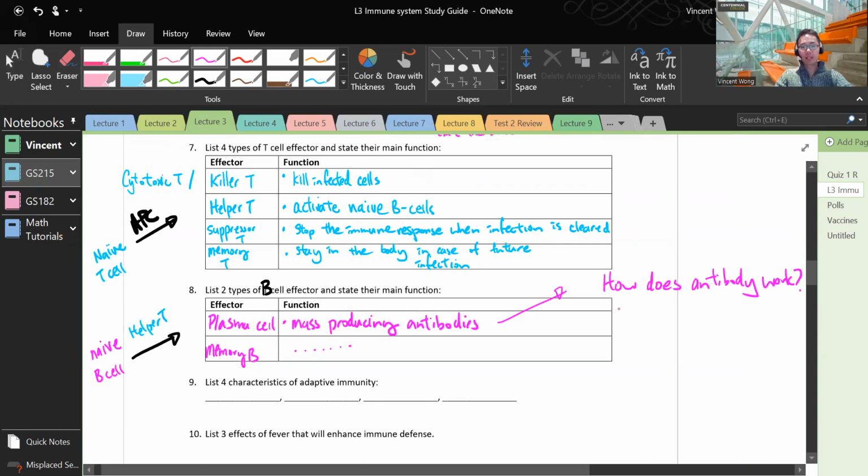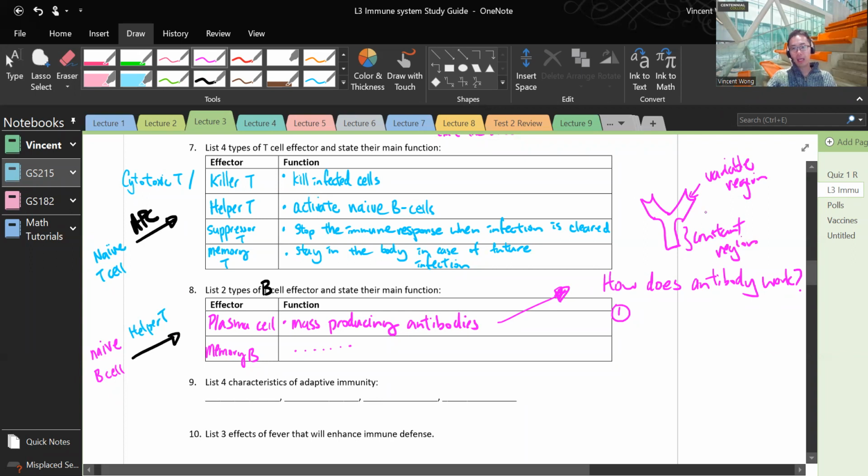Okay, we talk about this in class. First of all, you should know that antibodies are proteins, right? They're Y-shaped proteins. They have a variable region at the top, and then there is a constant region.